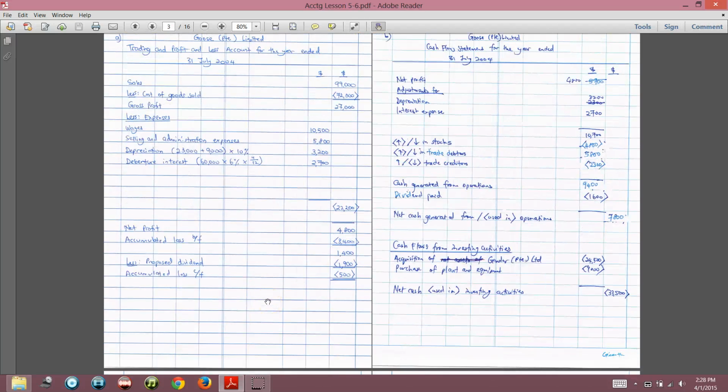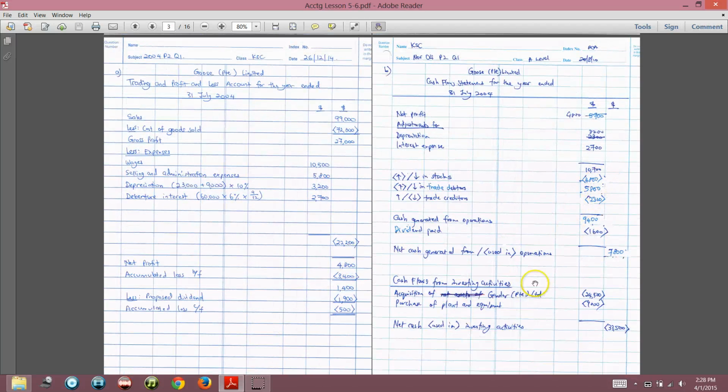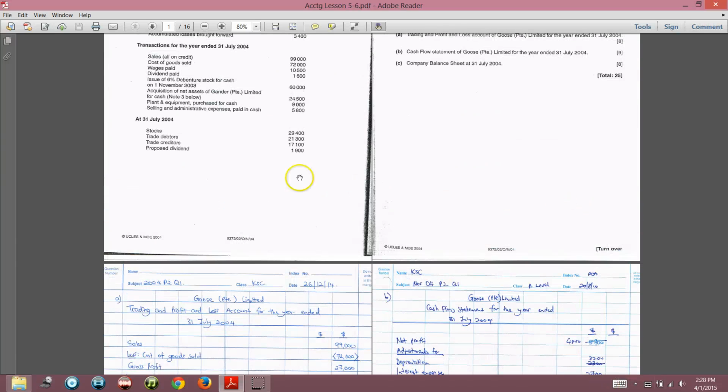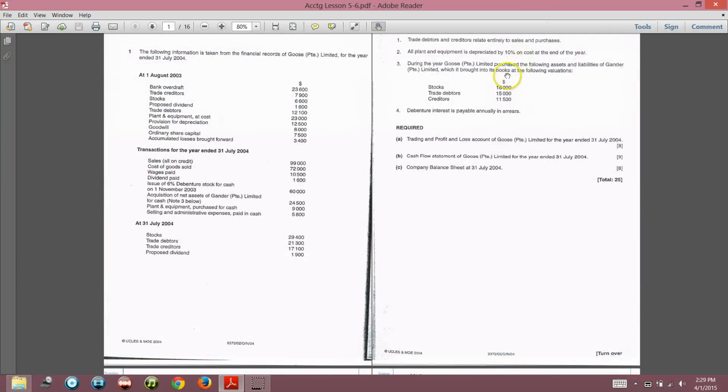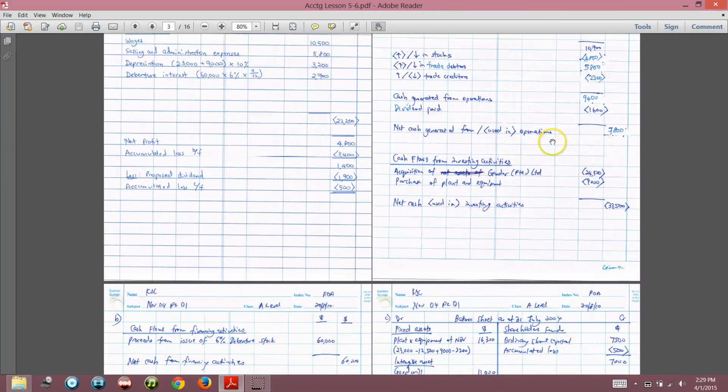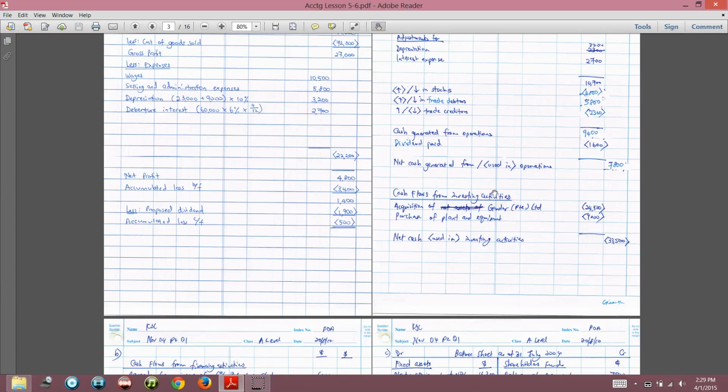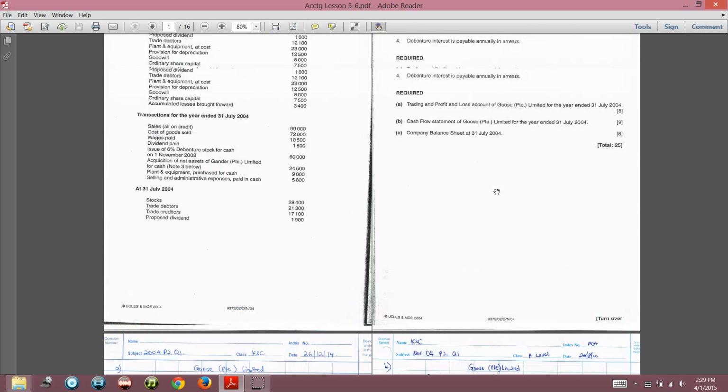Okay, so I explained here that the trade debtors and trade creditors figures should exclude the one purchased from Gander Limited, because the cash flow from acquisition of Gander Limited is already accounted for in investing activities. Okay, so investing activities, purchase of plant and equipment, 9,000, is actually given in the question here.